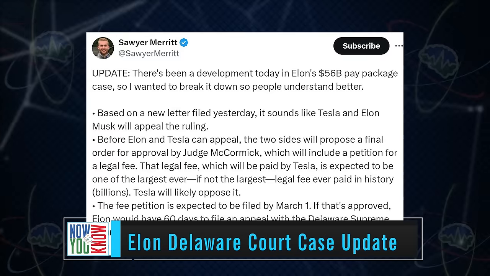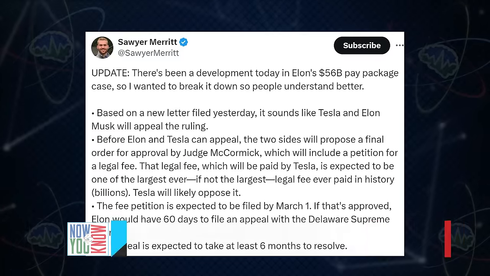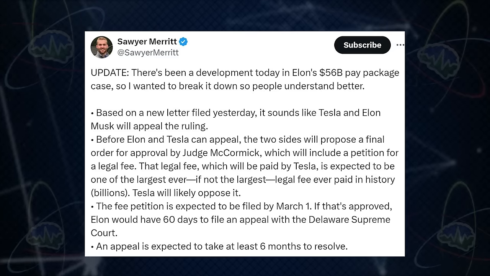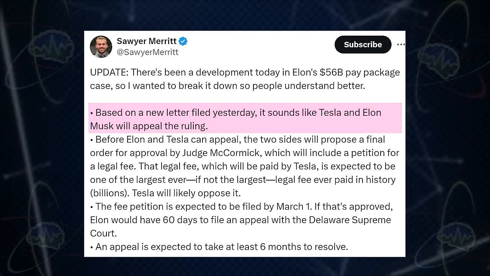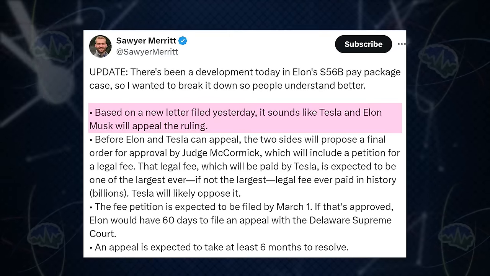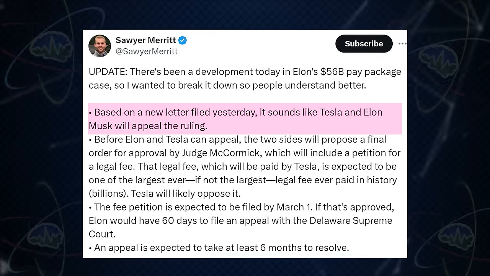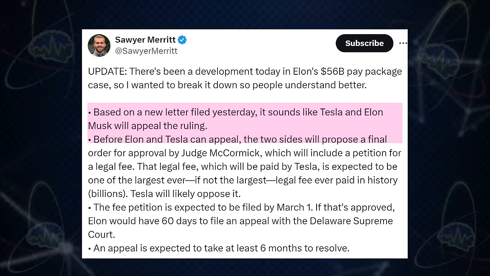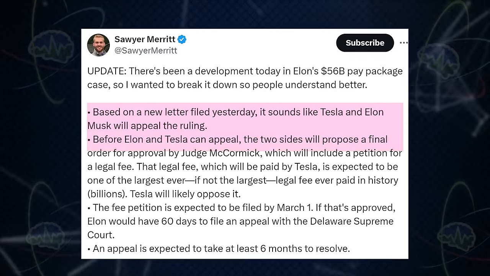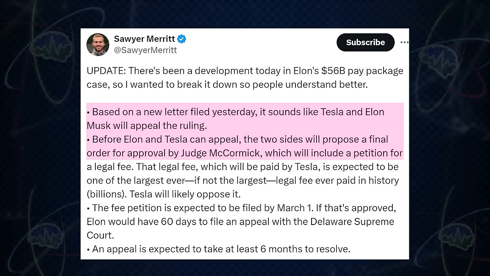Weird. All right, so Sawyer Merritt posted, "Update, there's been a development today in Elon's $56 billion pay package case, so I wanted to break it down so people understood better. Based on a new letter filed yesterday, it sounds like Tesla and Elon Musk will appeal the ruling. Before Elon and Tesla can appeal, the two sides will propose a final order for approval by Judge McCormick, which will include a petition for a legal fee.